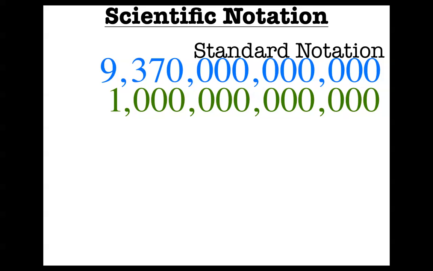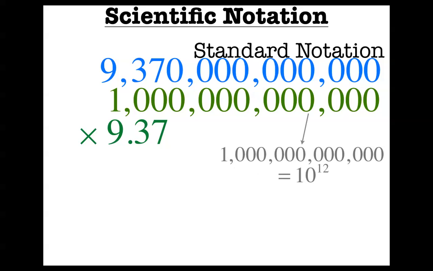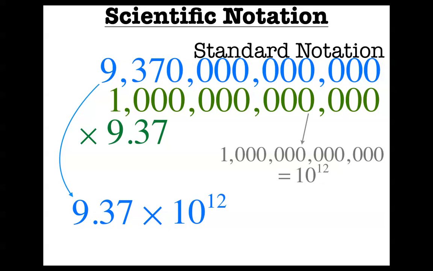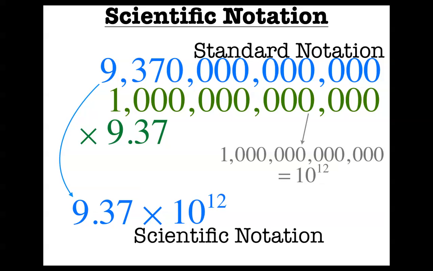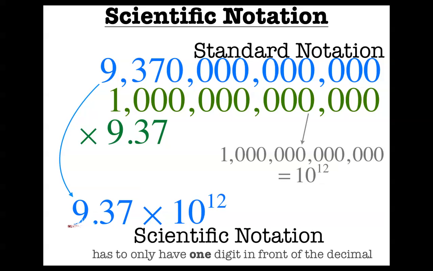What we're going to do is notice that we could write this green number, and this would be that times 9.37. And then, since that green number with all the zeros and the 1 in front of it is 10 to the 12th, couldn't we just say that the blue number at the top in standard notation can be rewritten as 9.37 times 10 to the 12th power? Okay, that's the same number written in scientific notation.